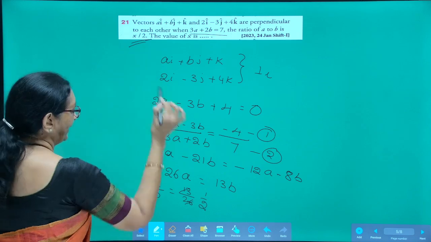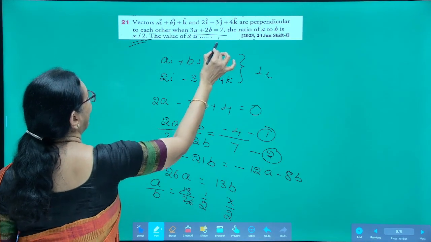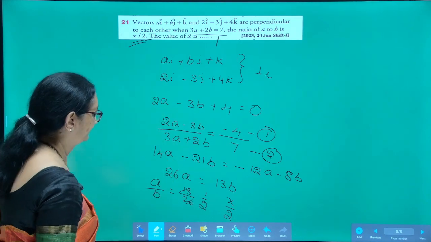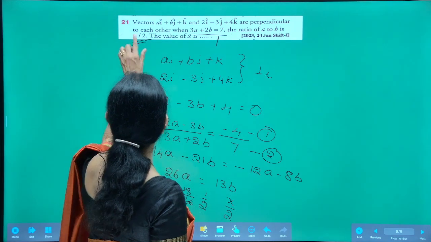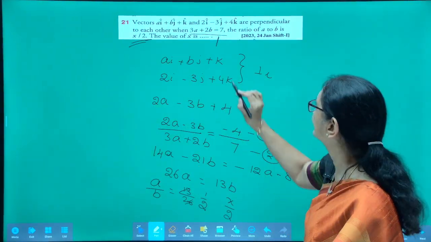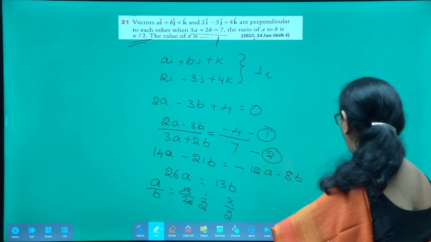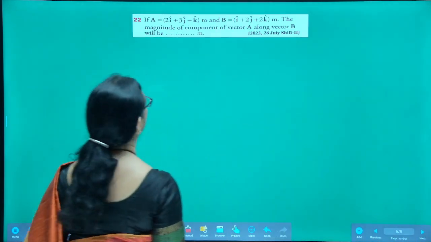It is given as x by 2, implies x is equal to 1. It is 1 by 2, but it is given as x by 2, hence x is equal to 1. That is the answer. Okay? Now, move on to the next question.